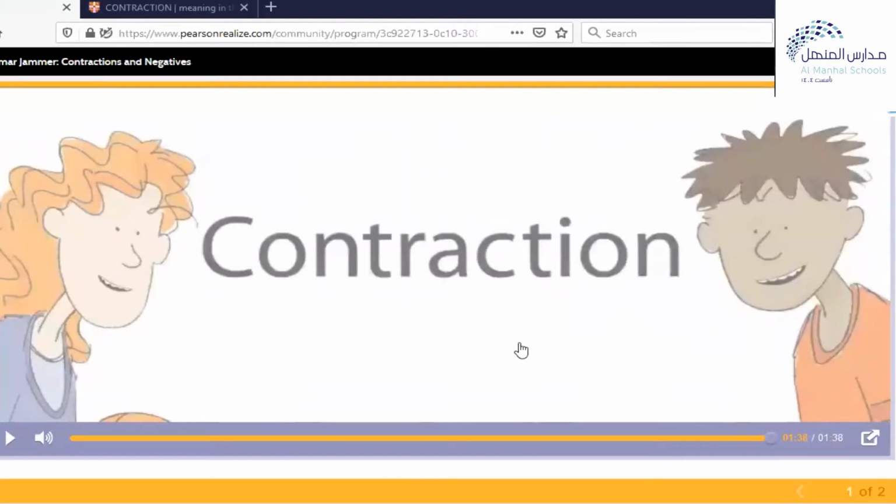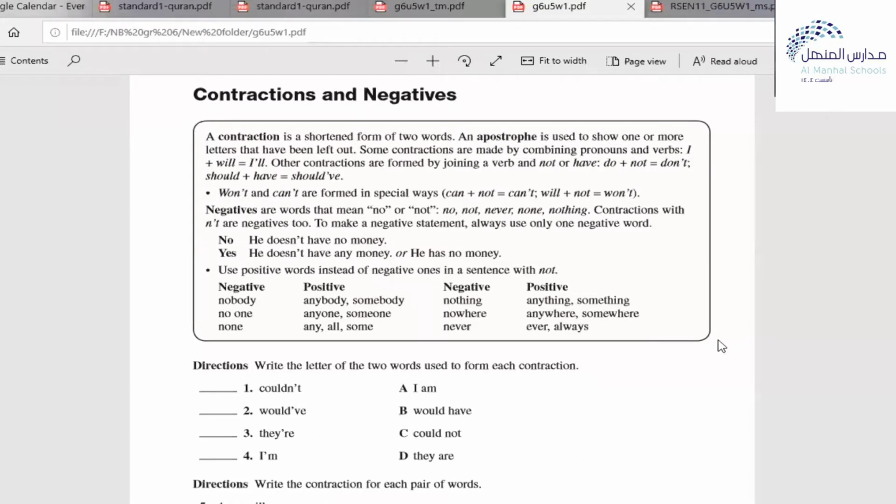Thank you very much for watching the video. So this is all about contraction itself. You shorten two words, or combine two words, put them together and become one, with an apostrophe to show that the contraction has left out some letters.